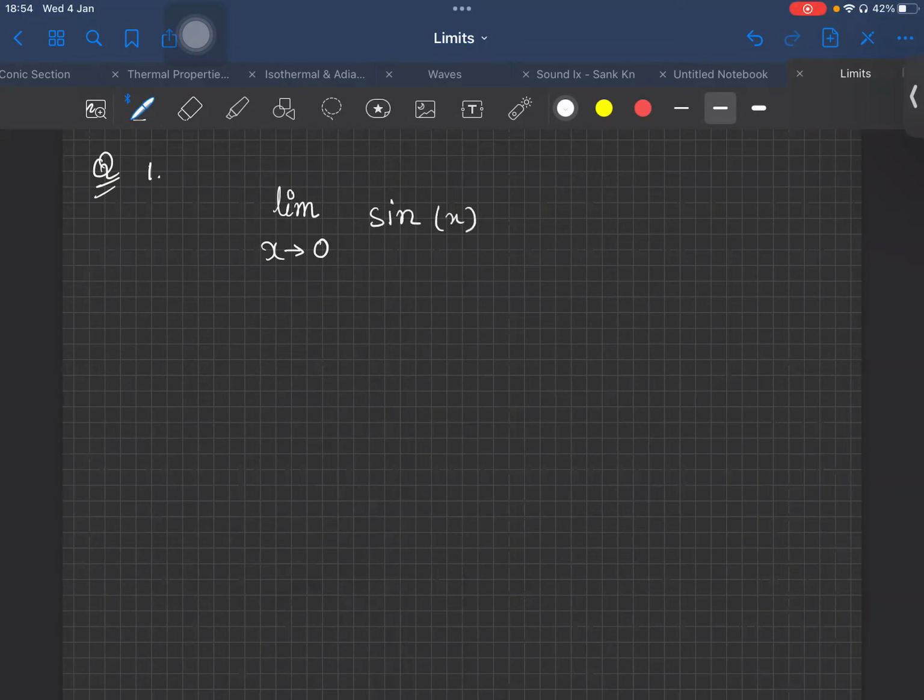Sine x is equal to what? Find out, tell me. 0, sir. Yes. You just substitute: limit x tends to 0 of sine x. So you substitute sine 0 and you'll say the value is 0, because sine 0 is 0.